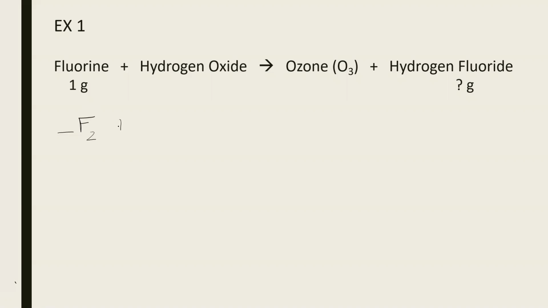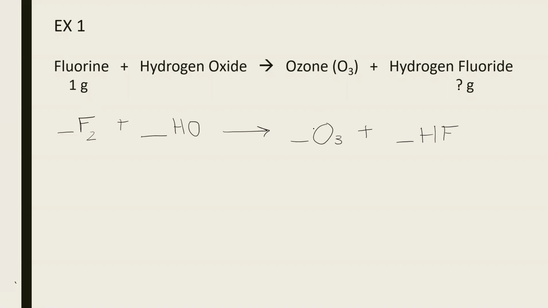Fluorine plus hydrogen oxide. I'm just writing the symbols first. Yields ozone, which I told you is O3, plus hydrogen fluoride. Okay, step 1, write the symbols. Step 2, I don't remember if it's check charges or check for diatomic. I'll say check for diatomic. F by itself is diatomic, so I put a 2. Okay, oxygen is usually diatomic by itself, but I'm telling you ozone is O3, 3 oxygen.